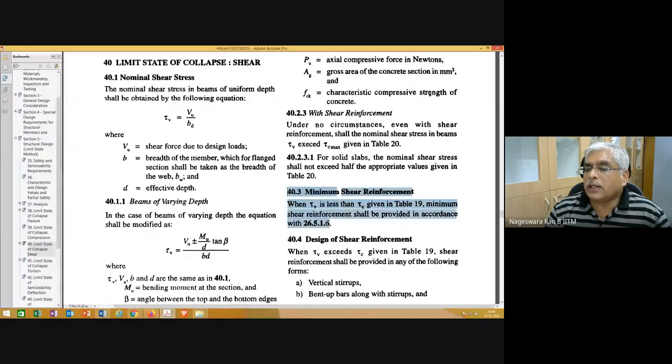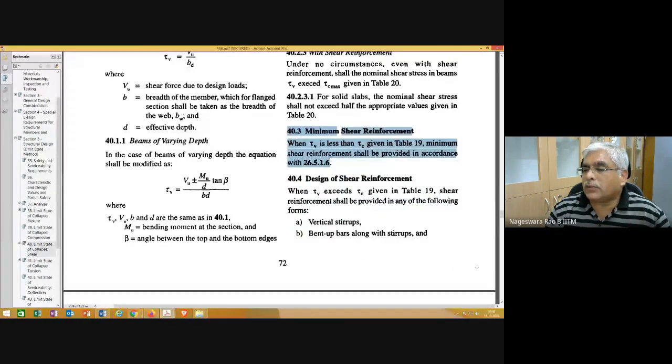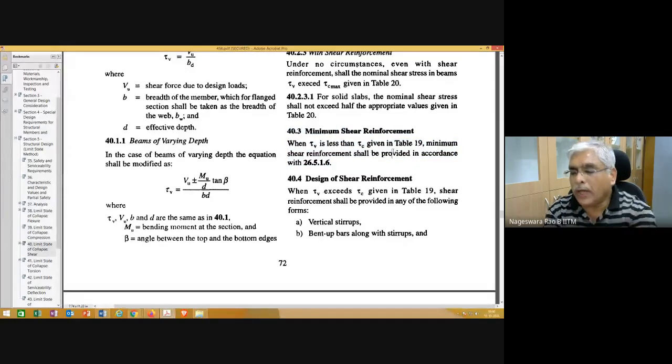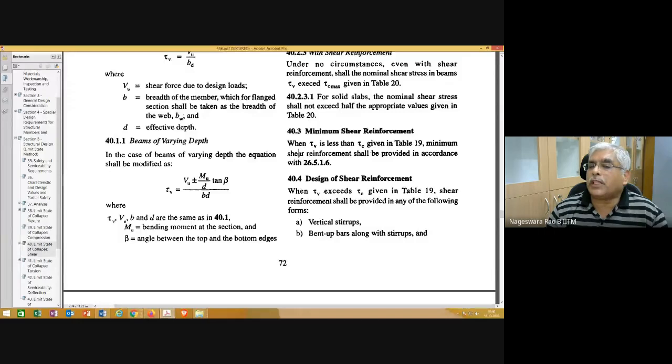And now also let's read this one. We did not look at this one earlier. Now you have tau v and tau c. If tau v turns out to exceed tau c, then you provide the shear reinforcement. But if it is less than tau c given in Table 19, still you need to provide minimum shear reinforcement. We'll see the details of it when we are designing the beams. But you need to keep in mind that shear reinforcement needs to be provided even when tau v is less than tau c.